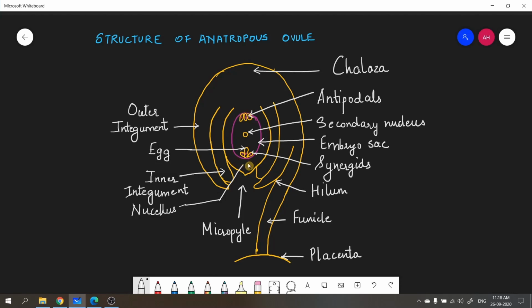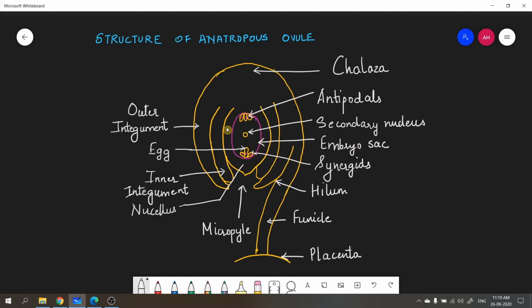What is nucellus? Nucellus is nothing but the parenchymatous tissue present right in the center of ovule. And inside the nucellus, there is the structure called as embryo sac. I have shown that in purple and I have labeled here, yes, that is embryo sac. Now, embryo sac is nothing but the female gametophyte here. I will be going into detailed structure of embryo sac and how embryo sac is formed in the following section. Right now, I am focusing on the structure of ovule here. Alright, so nucellus is the parenchymatous tissue in which embryo sac is present.